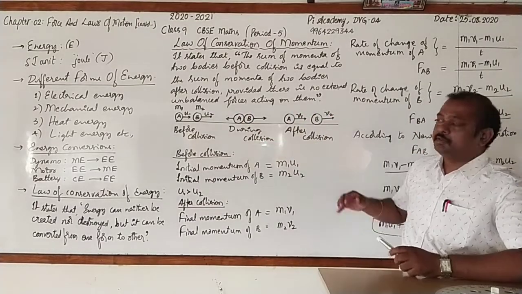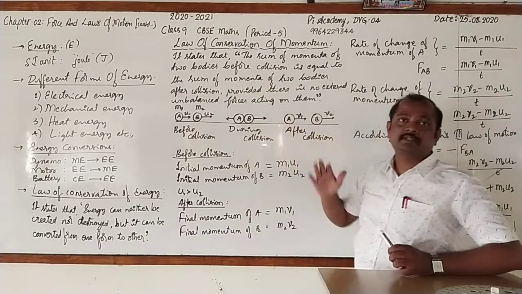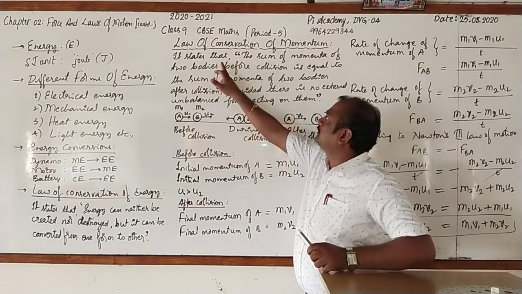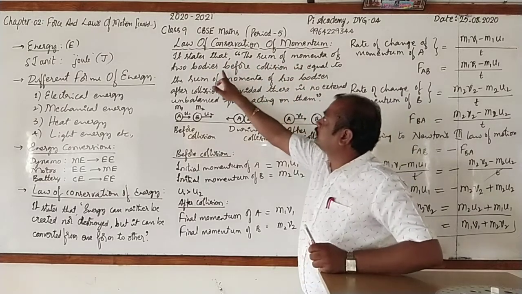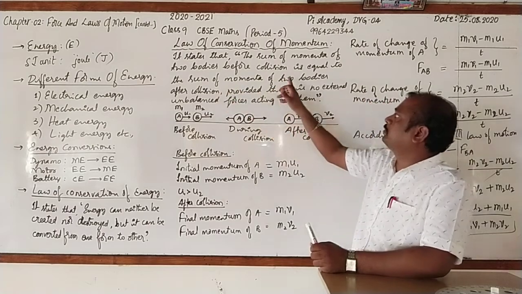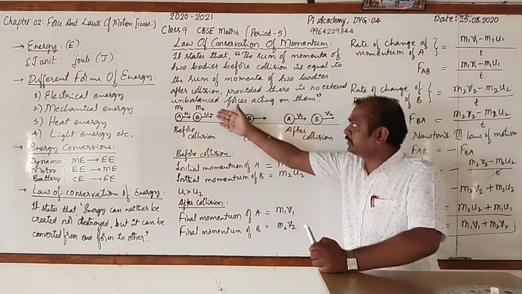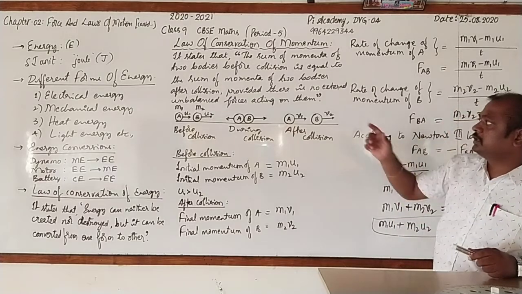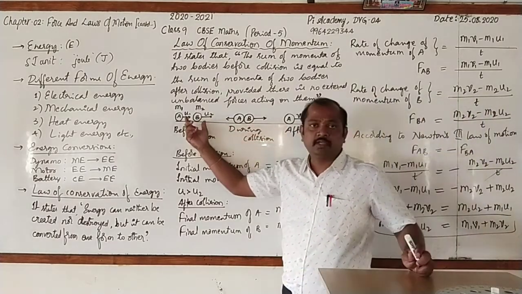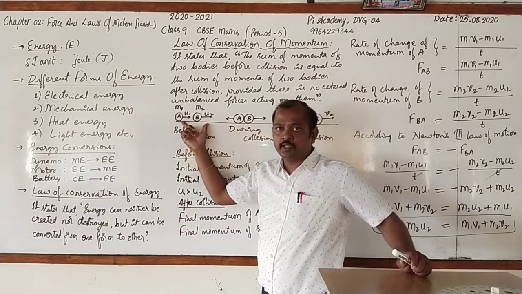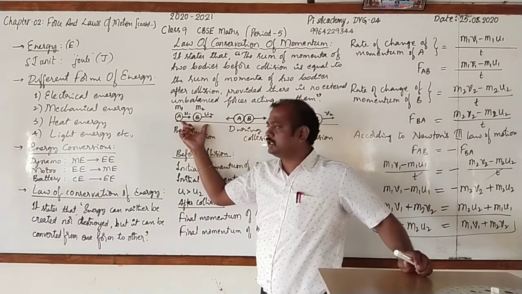Dear students, here I have written the statement of law of conservation of momentum. See that the sum of momenta of two bodies before collision is equal to the sum of momenta of two bodies after collision, provided there is no external unbalanced force acting on them. Here, no external unbalanced forces are acting, just two objects are moving in a straight line with a different velocity.